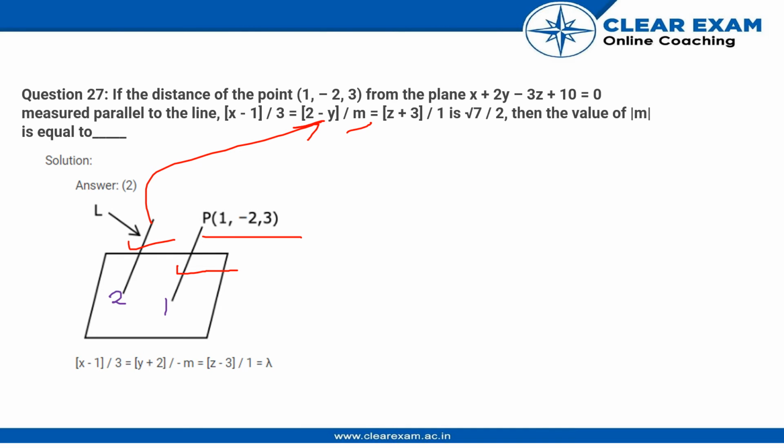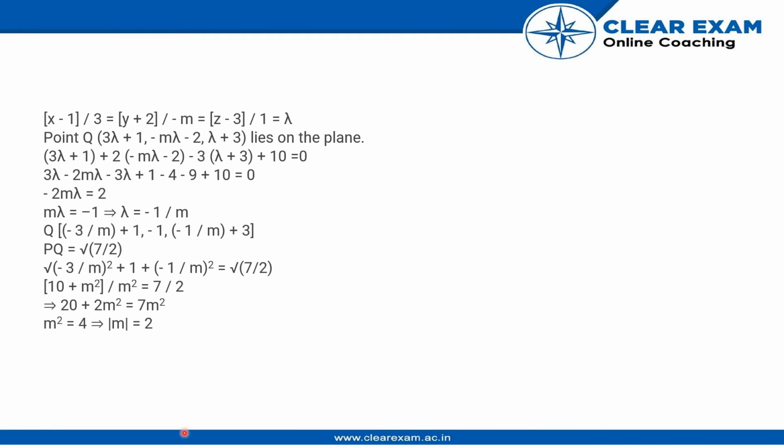This is some lambda. Now we will find the point Q, the general point on the line that lies on the plane, which will give us the distance of P from the plane. So this is the point Q, and Q lies on the plane. So I will put this Q in the equation of the plane to get the relation between lambda and m, that is m lambda = -1, and so lambda = -1/m. Once I put lambda in this relation, I will get all the points in terms of m only.